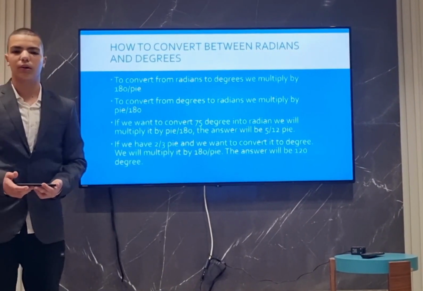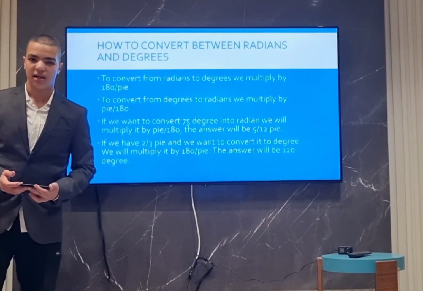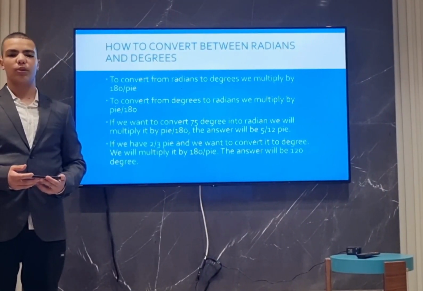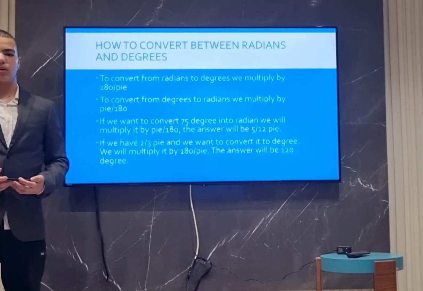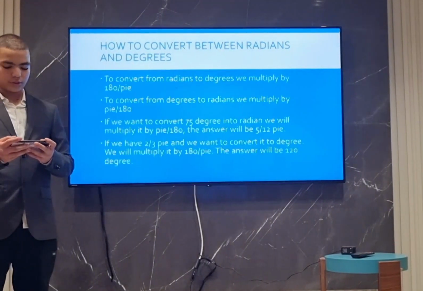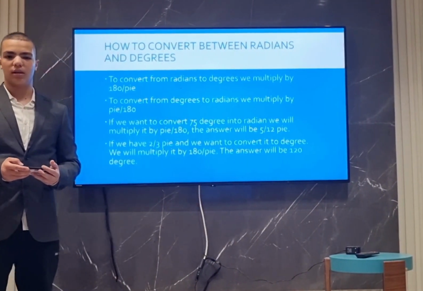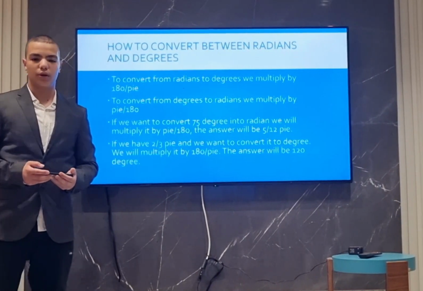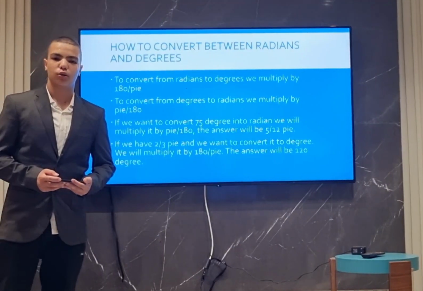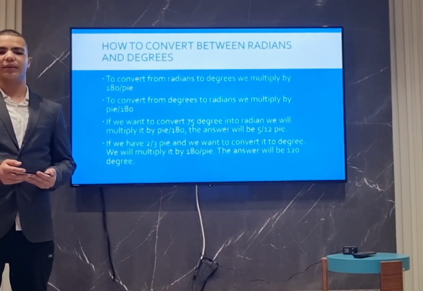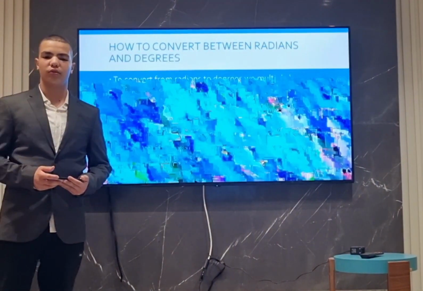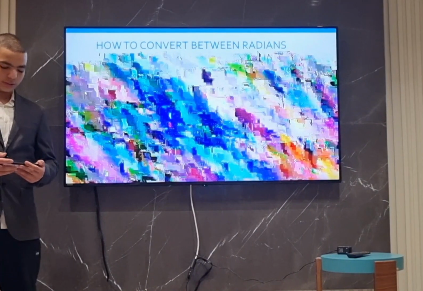Then we should know how to convert between radians and degrees. To convert from a radian to a degree, we multiply by 180 over pi, and to convert from a degree to a radian, we multiply by pi over 180. So if we want to convert 75 degrees to radians, we multiply 75 by pi over 180, and the answer will be 5 over 12 pi. And if we have 2 over 3 pi and we want to convert it to degrees, we multiply 2 over 3 pi by 180 over pi, and the answer will be 120 degrees.